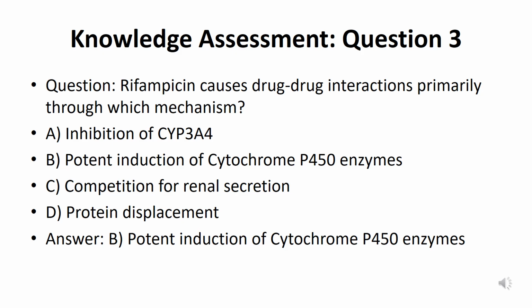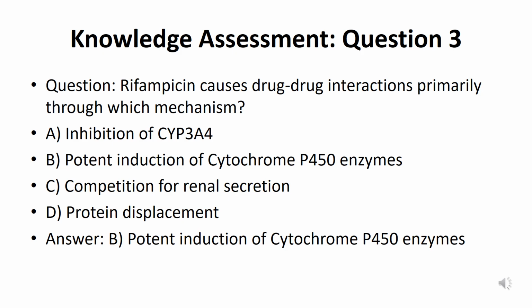Rifampicin is one of the most effective anti-tuberculosis medications. It plays a critical role in the treatment of both pulmonary tuberculosis and tuberculous meningitis. However, rifampicin is also famous for causing numerous drug-drug interactions. The reason lies in its powerful effect on liver enzymes. Rifampicin strongly induces, or increases, the activity of several cytochrome P450 enzyme systems. Among these, CYP3A4 is one of the most important.